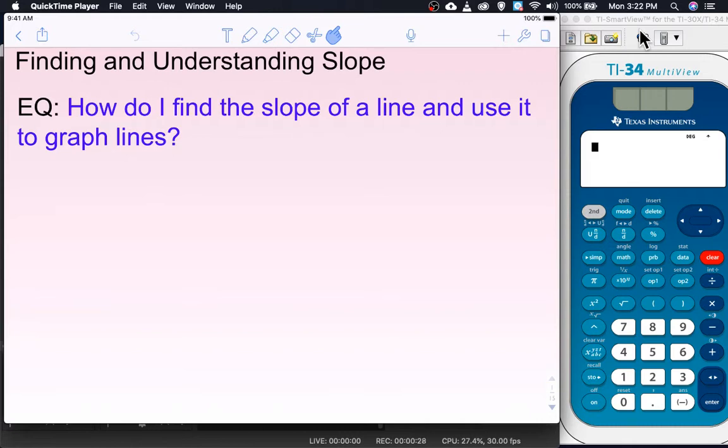We can see the central question says, how do I find the slope of a line and use it to graph lines? So we're going to be doing both of those things. We're going to find the slope of a line and we're going to graph a few lines today.